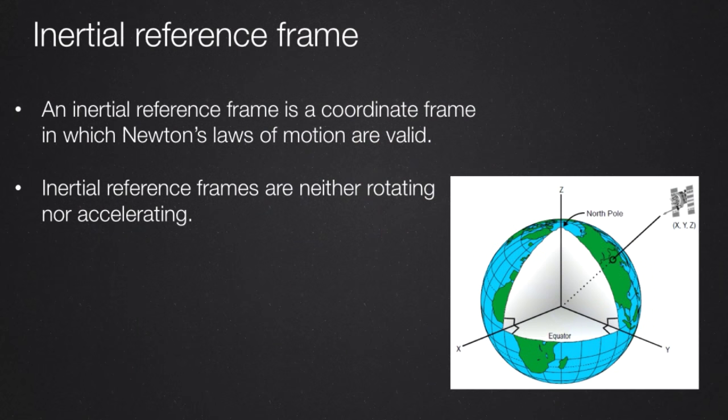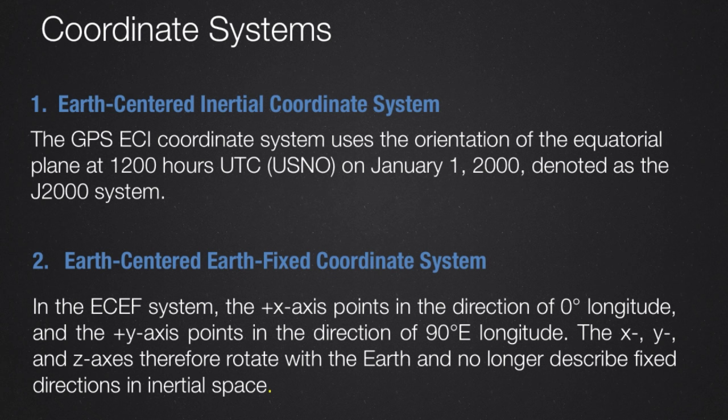What kind of coordinate systems do we have? The first one is the inertial coordinate system, or inertial reference frame. An inertial reference frame is a coordinate frame in which Newton's laws of motion are valid. Inertial reference frames are neither rotating nor accelerating. Next is the Earth-centered, Earth-fixed coordinate system. In the Earth-centered, Earth-fixed system, the x-axis points in the direction of 0 degree longitude and the y-axis points in the direction of 90 degrees east longitude. The x, y and z-axes therefore rotate with the Earth and no longer describe fixed directions in inertial space.